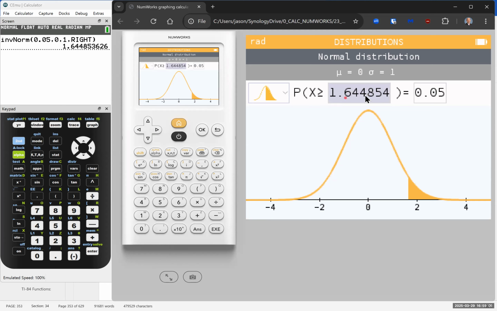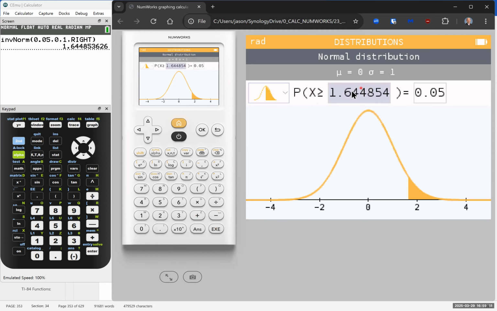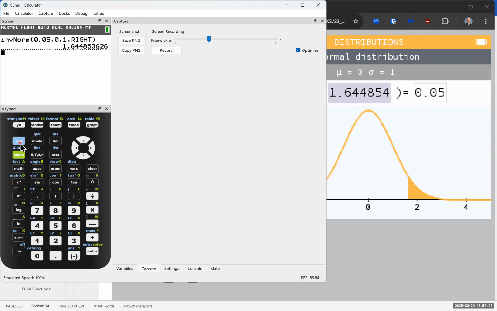And I'm going to go ahead and store that into variable z. Like that. Okay, so that value is stored in variable z. I'm going to do the same thing on the Texas Instruments. So I'm going to hit the store button. So it's going to store my last answer here in variable z, and I'll hit enter. All right.